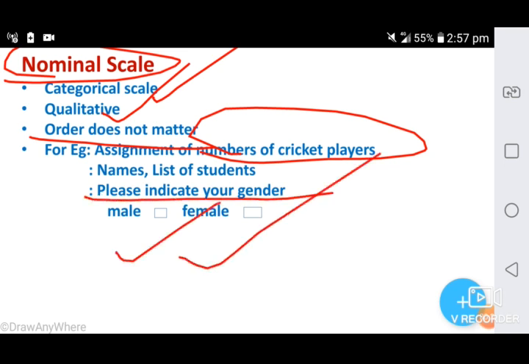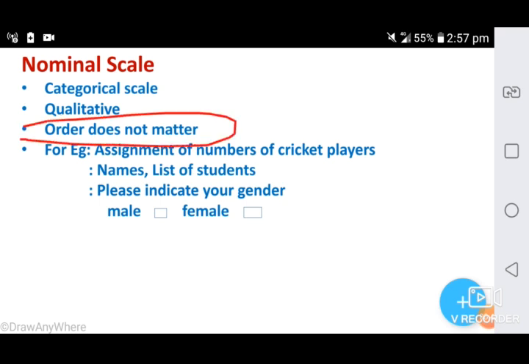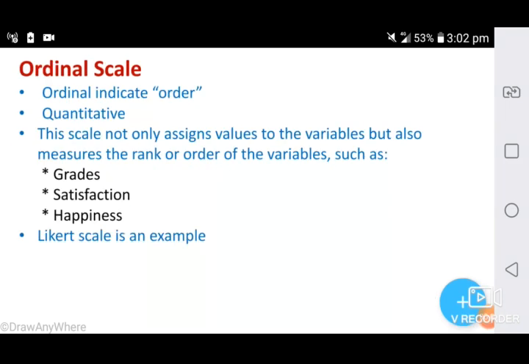So nominal scale is simply assigning numbers, colors, gender, etc. Here order does not matter. This is most important, this is asked in the question. Order does not matter, that is a nominal scale. Next one, ordinal scale. Ordinal scale is the second level of measurement. Here ordinal indicates order. Ordinal data is quantitative data which has naturally occurring orders.